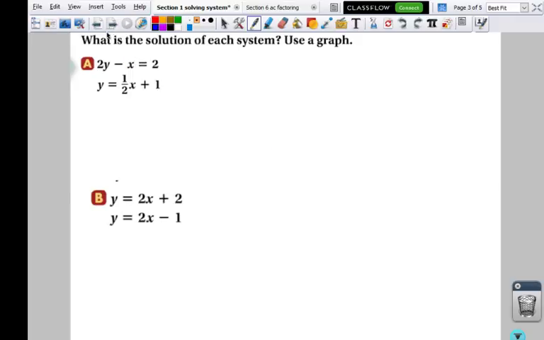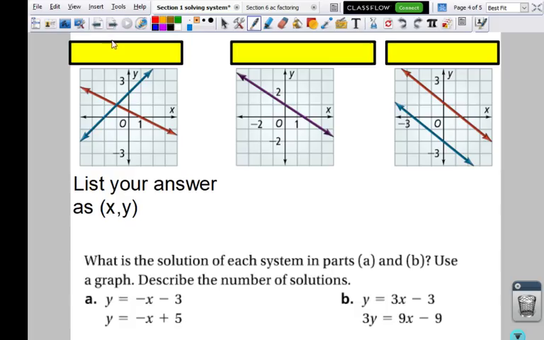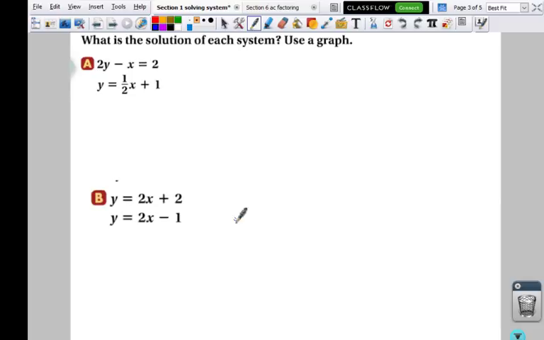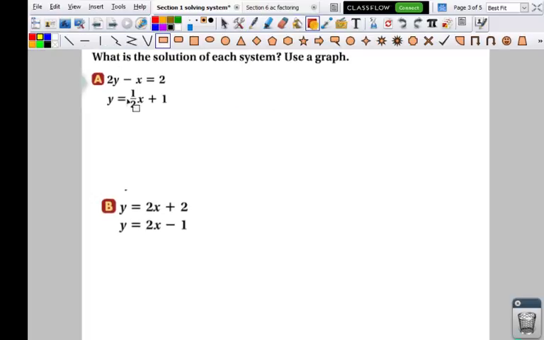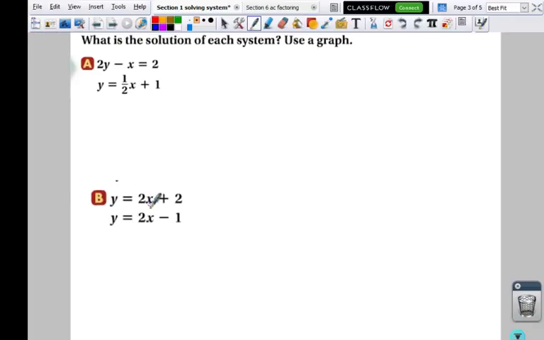Alright, let's do one more, and then I forgot to make this in class, but that's fine. Actually, no, we'll do the first one together. We have 2y minus x equals 2, and y equals 1/2 x plus 1. I'm just going to type them in just like I see them, just as is.